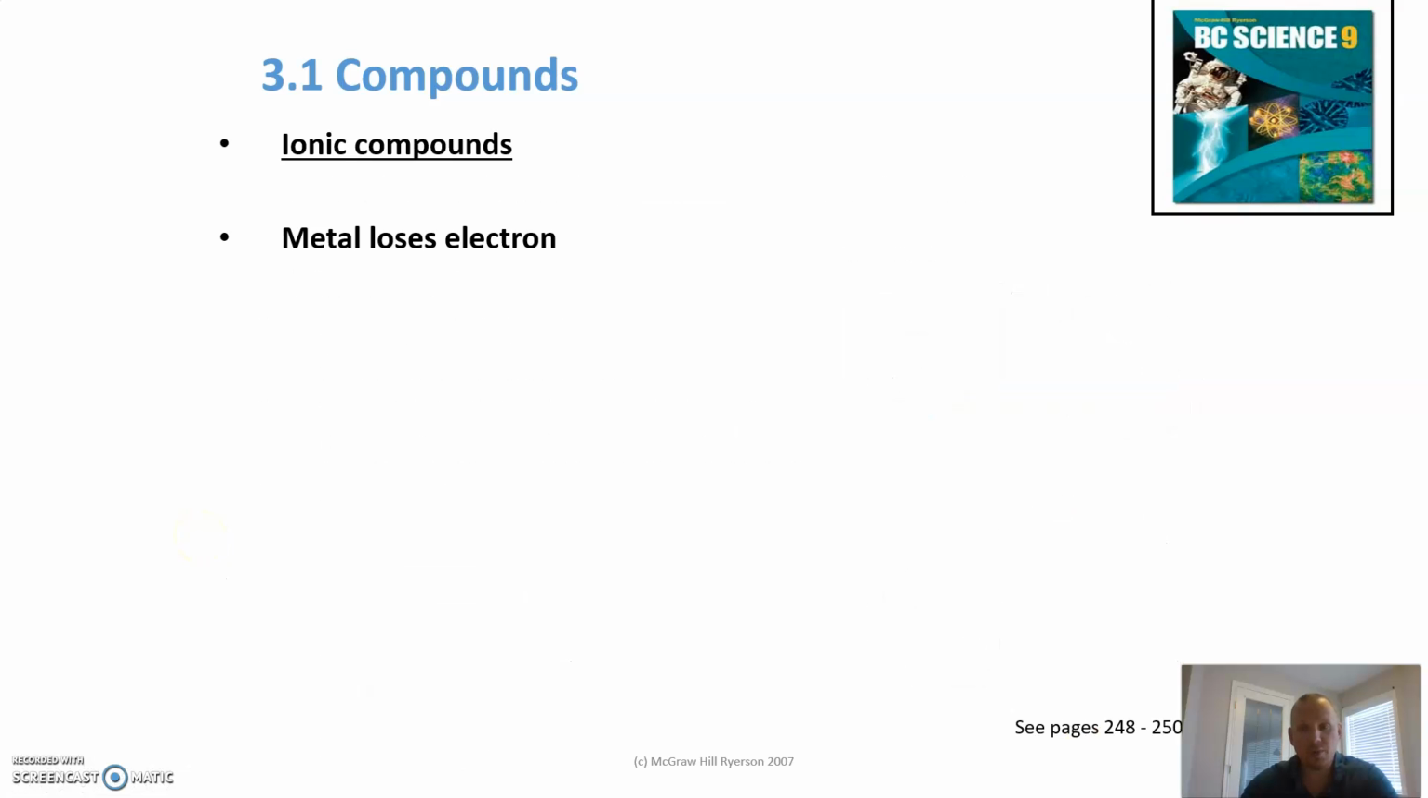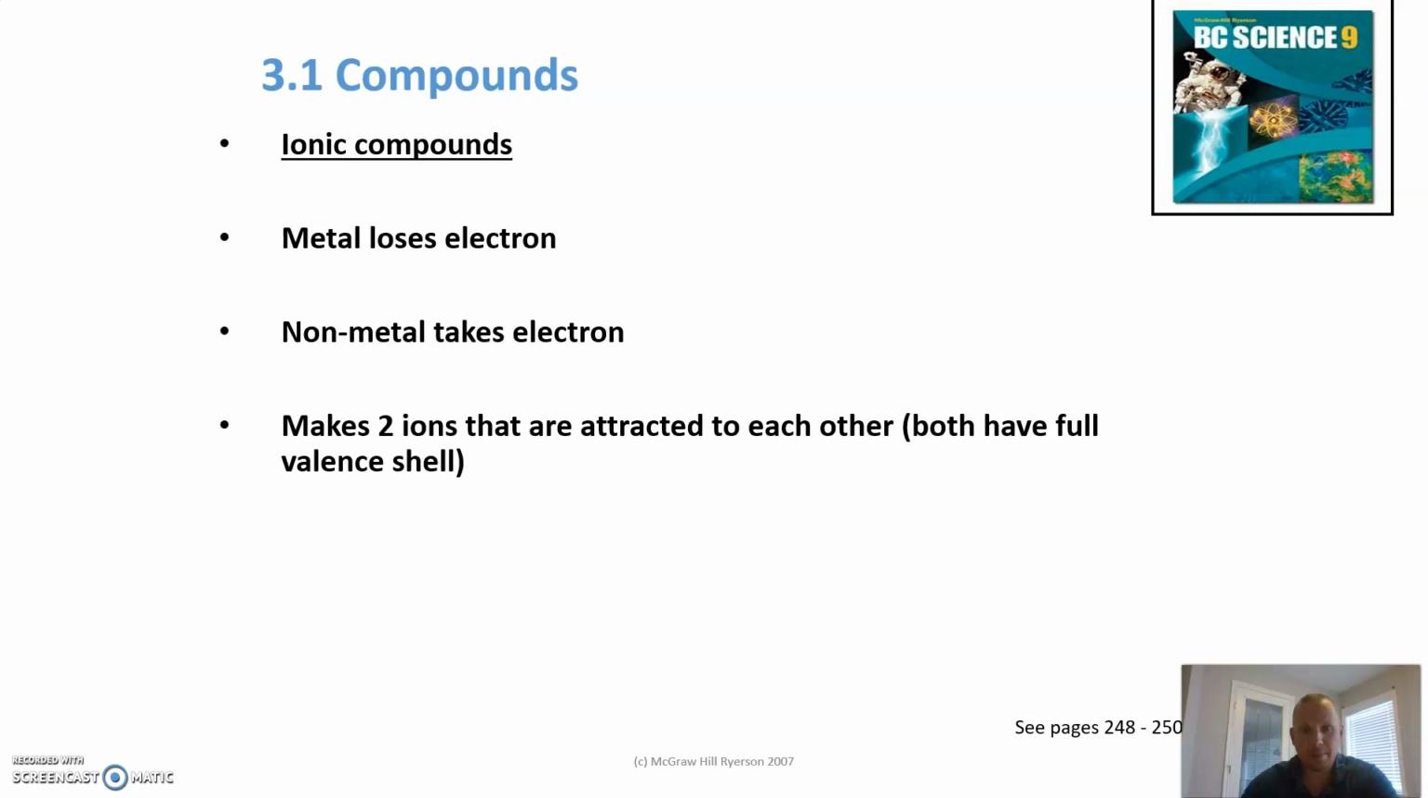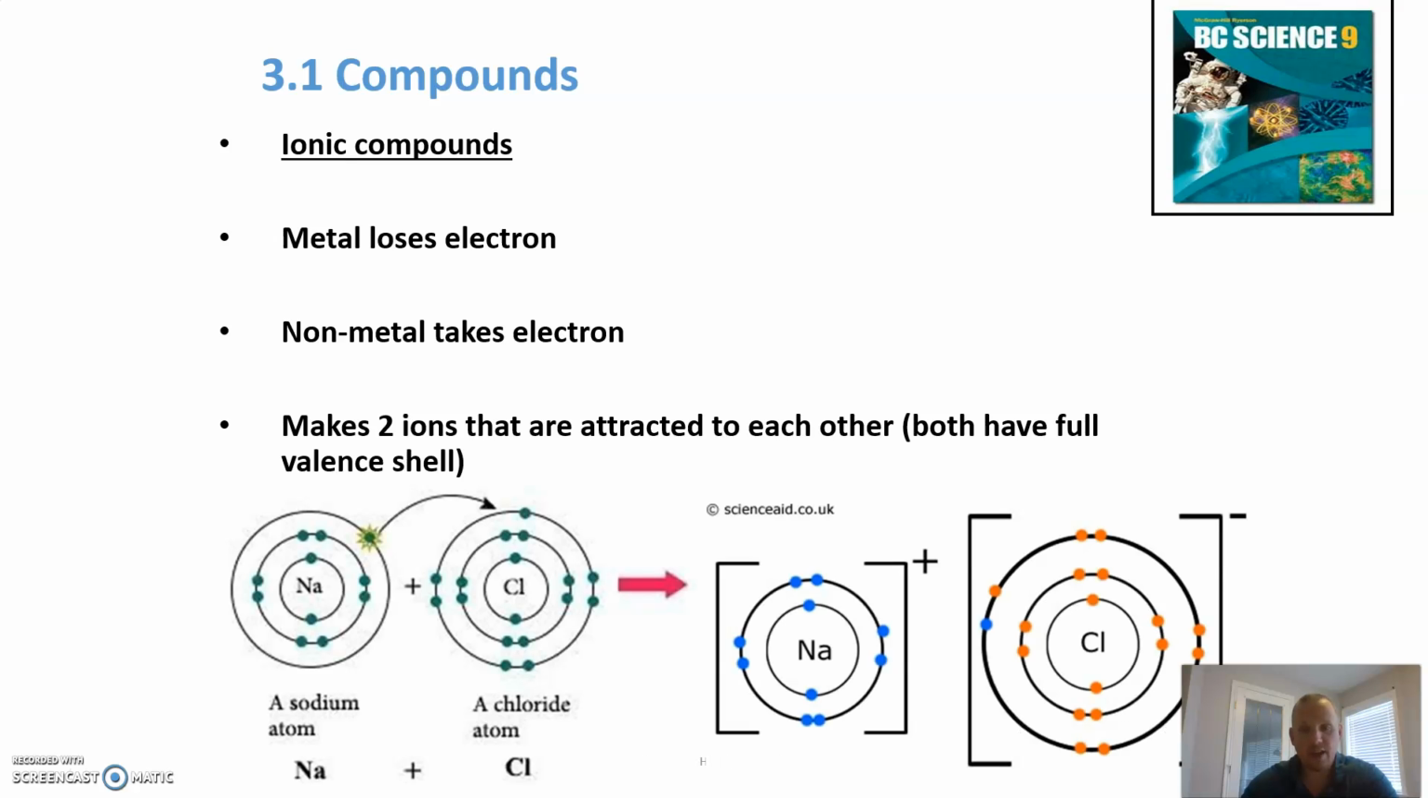So just a little bit more information on ionic compounds. In ionic compounds, the metal loses an electron. Non-metals take the electron. They make 2 ions that are attracted to each other because they both have full valence shells. One's positive, one's negative, and that's how an ionic bond forms.